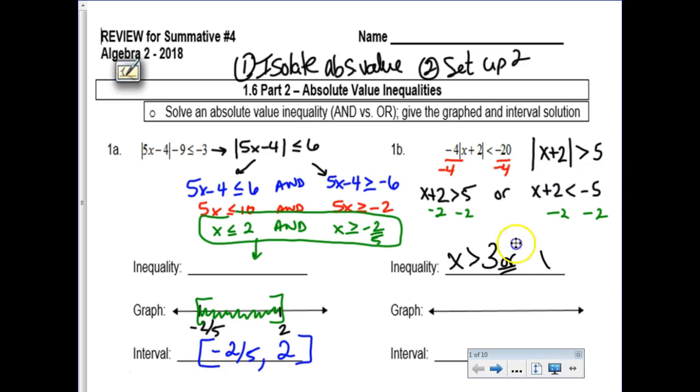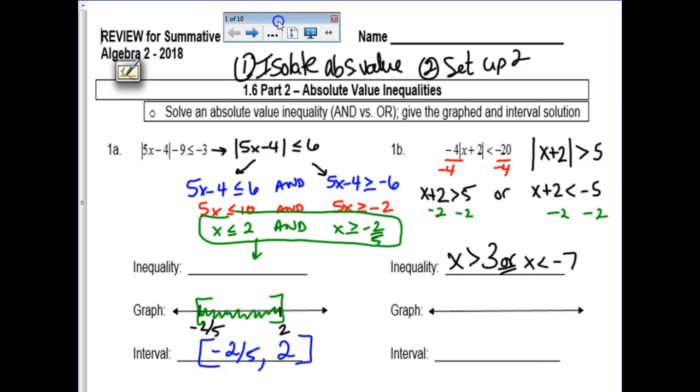Alright, here we go. X is less than negative 7. So I know what I think an or should look like. An or should be kicking out to the sides of the numbers. So unless I have one of those weird special cases, I got to pay attention to that. Negative 7 would show up on the number line before the 3. And I'm graphing everything greater than 3, so that'd be like this. Or less than negative 7, that'd be like that.